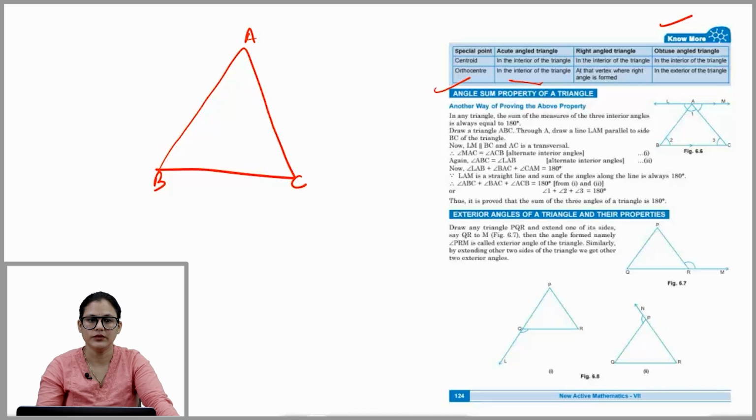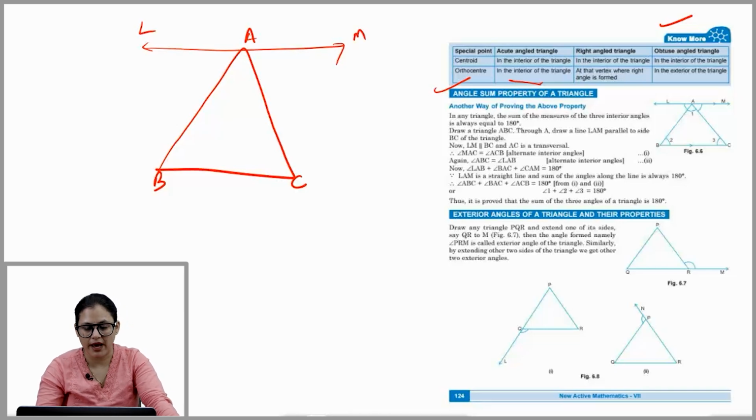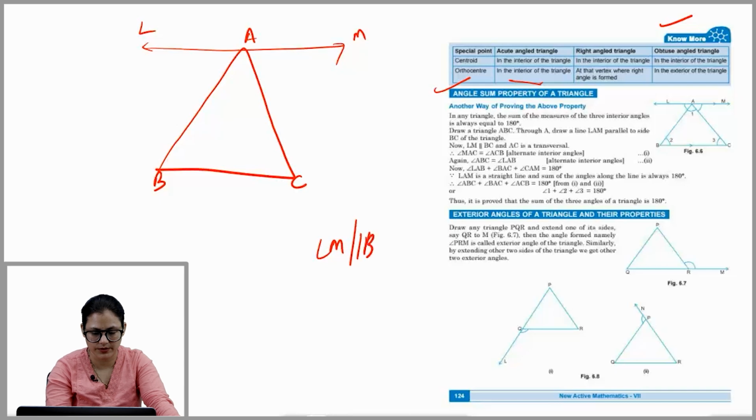Through A, draw a line LAM parallel to side BC of the triangle. So this line is parallel to BC. LM is parallel to BC, and this is the sign of parallel. AC is a transversal.